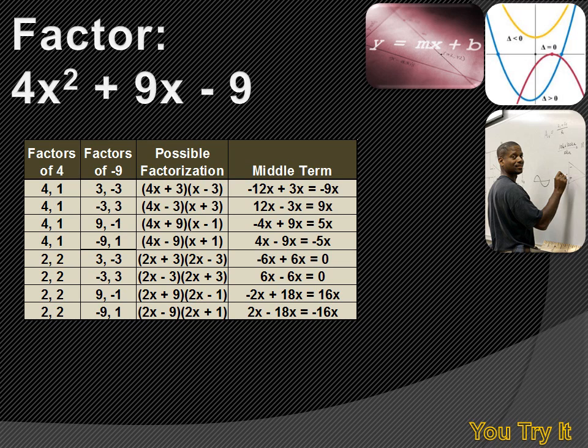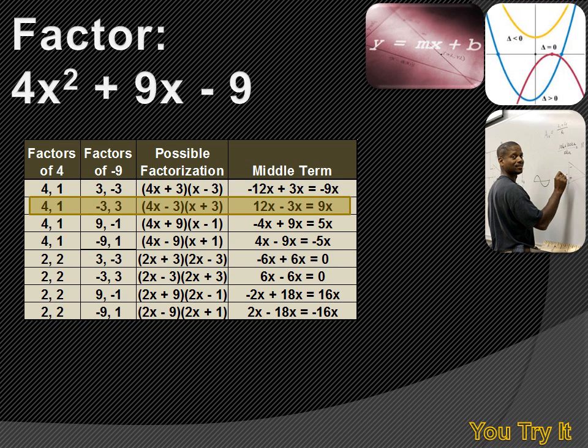And it could be 3 and minus 3, or minus 3 and positive 3, or it could be 9 and minus 1, or minus 9 and 1. And then I have to repeat those possibilities for the second factor of the A term, 2 times 2. So I've got 8 possibilities. And when I create those factors and then multiply out to get the middle term, I can see very quickly that my second possibility is the only one that gives me a positive 9x.